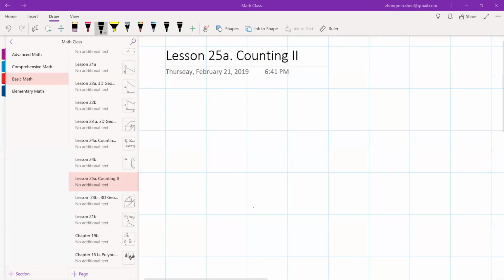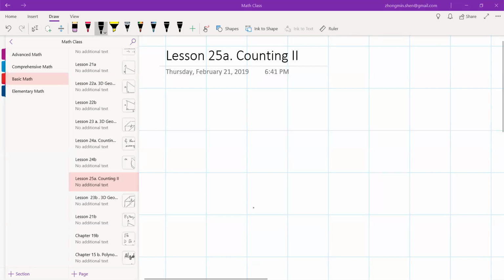All right, so let's start class. And today we are going to continue studying counting. Dr. Hen is Dr. Jen. All right, so we are continuing to study counting.